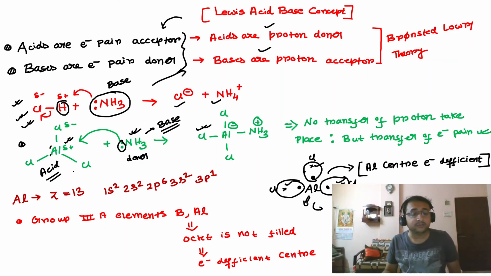If you see, all the group 3A elements like boron and aluminium have such an electronic configuration that their octet is not filled. So all these group 3A elements are very good candidates as electron deficient centers.